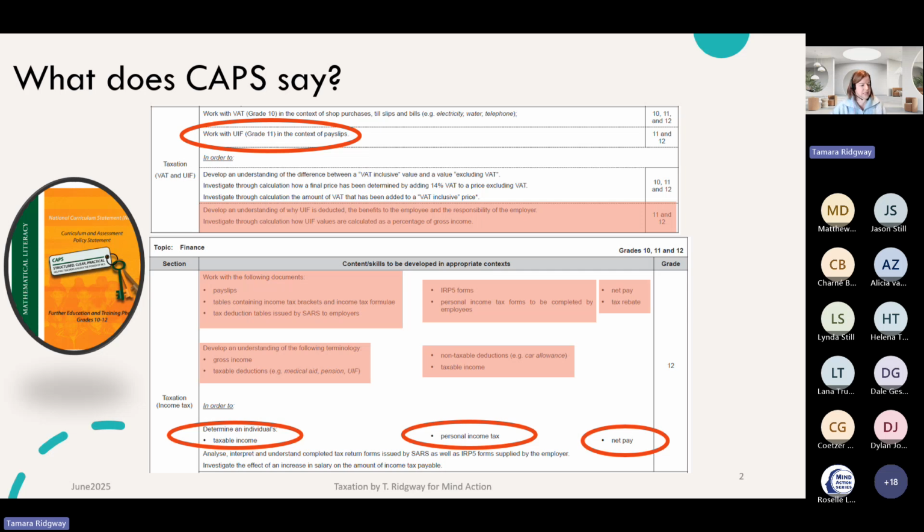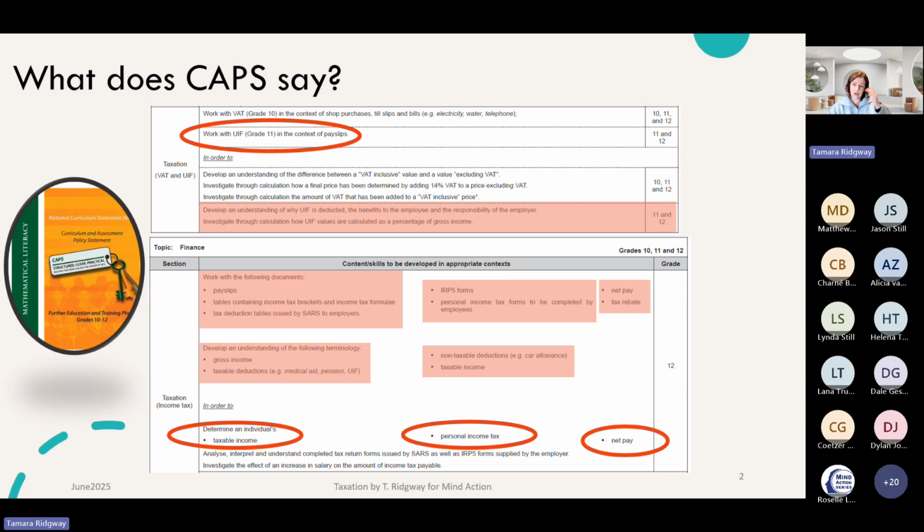Just to reiterate what Roselle said, this PowerPoint and any additional things will be available to you as soon as the workshop is finished, so you don't have to scribble anything down. The next block says: develop an understanding of why UIF is deducted, the benefits to the employee, and the responsibility of the employer. Investigate through calculation how UIF values are calculated as a percentage of gross income.